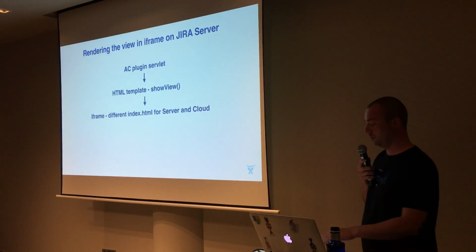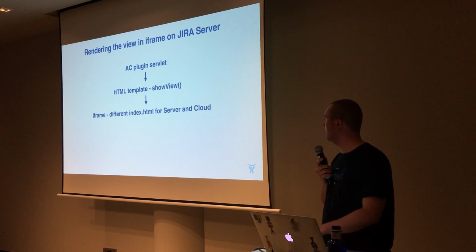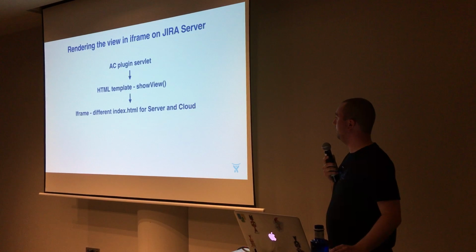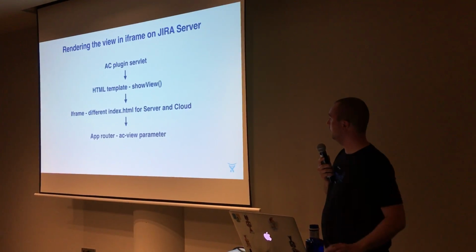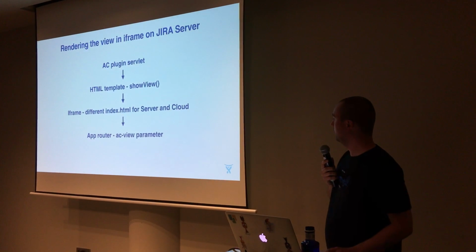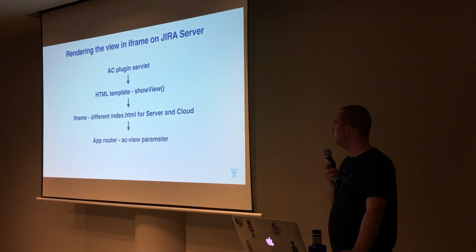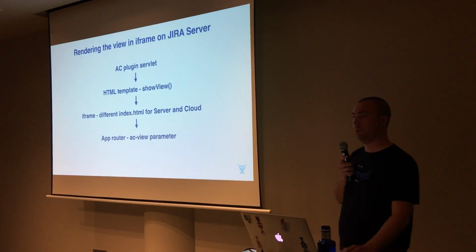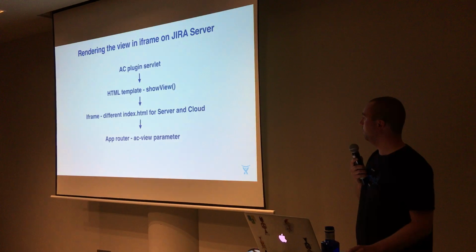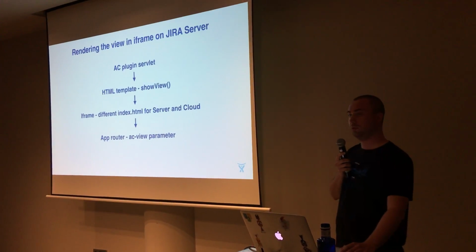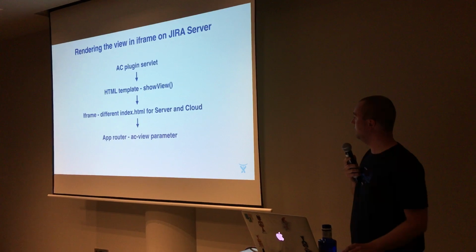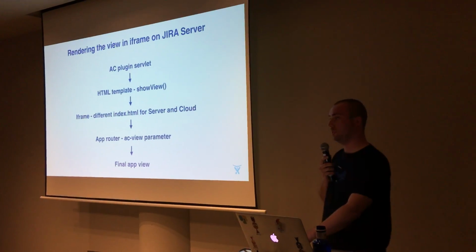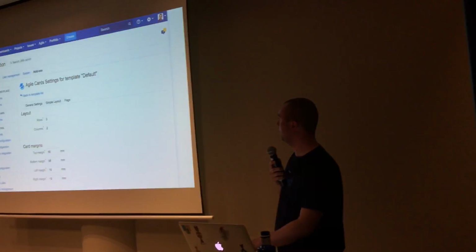Also, what's important here is that we only use index.html. We don't have any more HTML files. We use the AC-view parameter to show the final view. So when we show settings, for example, we don't have settings.html. It's still index.html, but inside our JavaScript code, we just render the correct view based on this AC-view parameter. And when we have this parameter, we can show the final view.